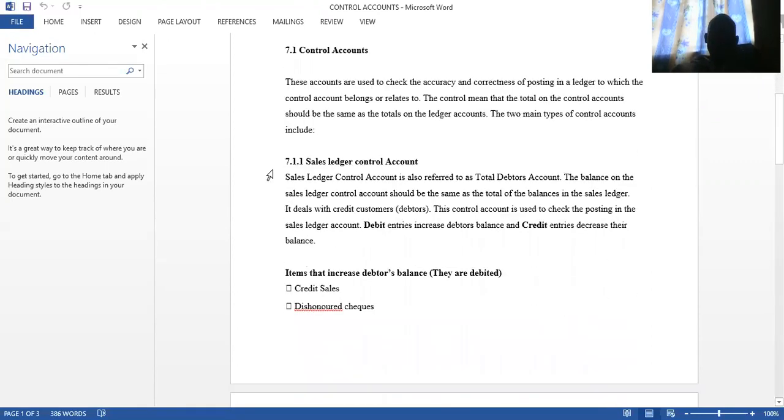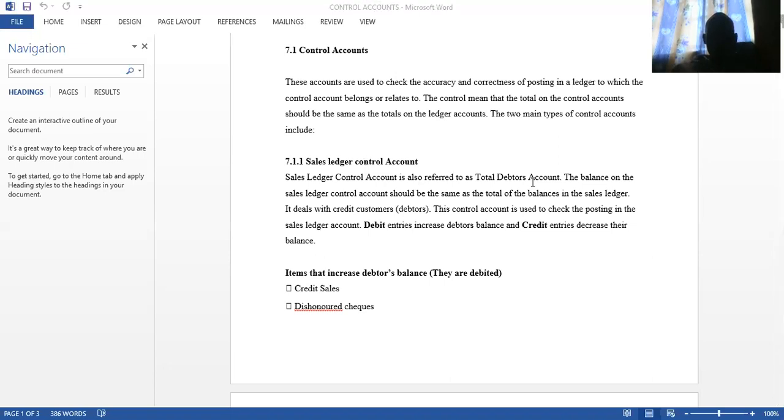So if I can start with the sales ledger control account, it is actually a control account that is used to record or to control what we normally call the debtors. If a business sells its goods on credit terms, then we are going to have debtors. Remember, debtors normally arise as a result of credit sales. That's why the sales ledger control account is sometimes referred to as the total debtors control account.